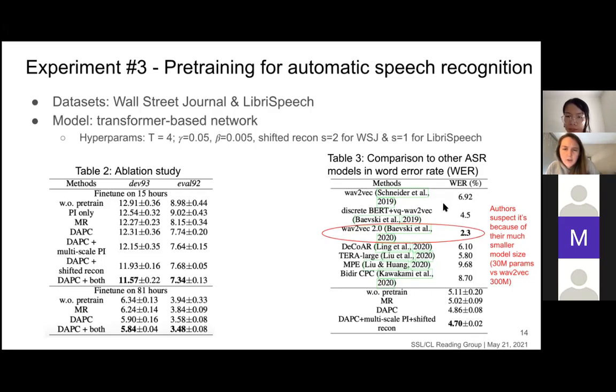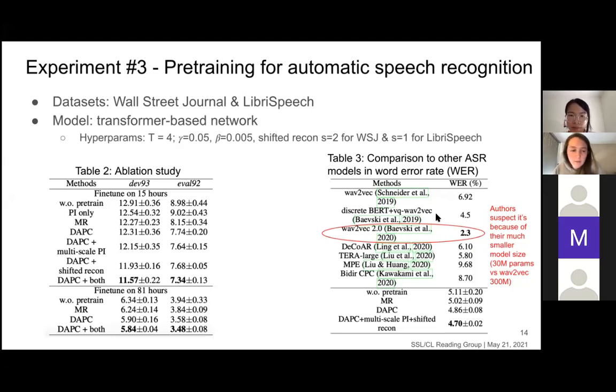Okay, do you know the difference between discrete BERT plus VQ-wave2vec, and why that has a higher word error rate than wave2vec 2.0? I guess this one is version 2, so probably some magic happens. I will need to look into these two papers and see what they are exactly.